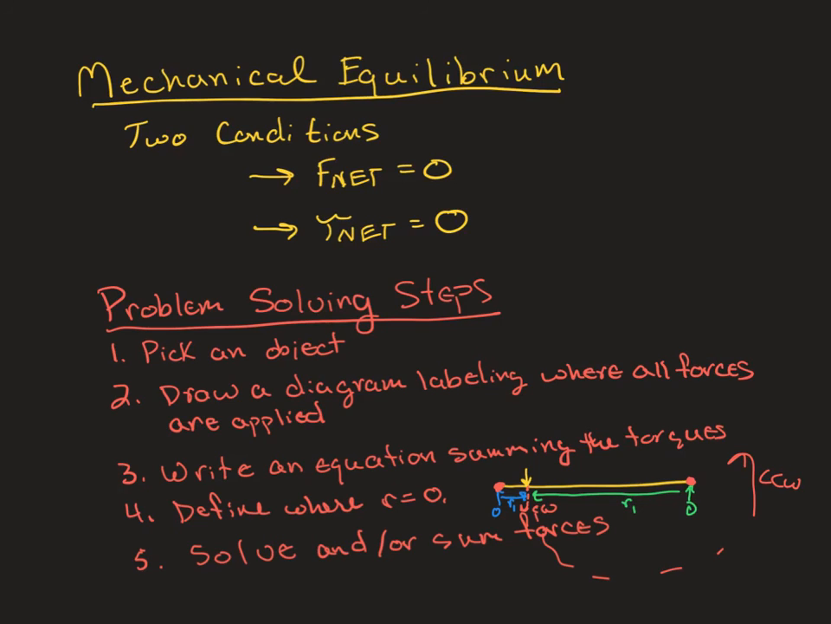You can then, once you've determined all your lever arm distances and plugged in your force values and decided whether the torques are positive or negative based upon where you put R equals 0, finally solve for your unknown. Or if you still find that you have two unknowns, you can try summing forces and see whether that allows you to solve the problem.